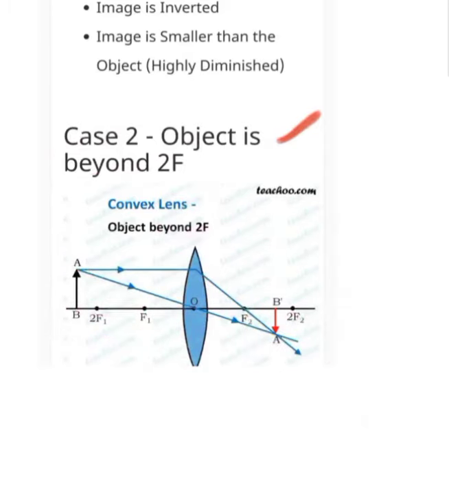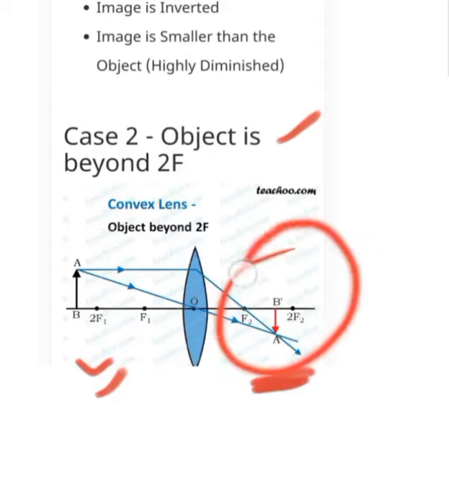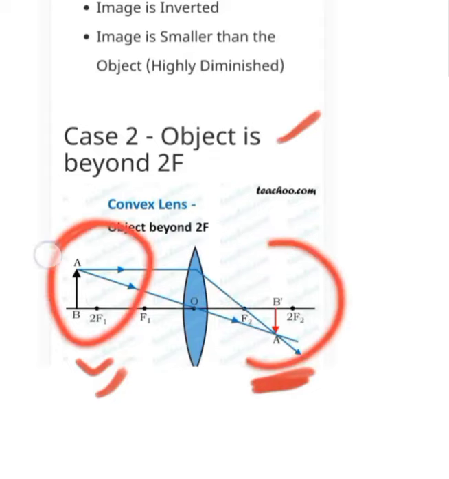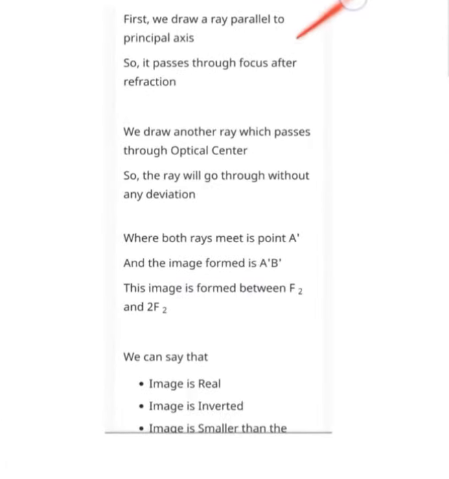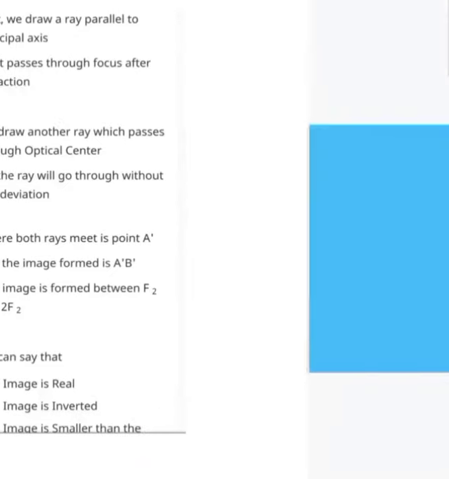So what we will say is that if the object is over here, beyond 2f, the image is between f and 2f. And what type of image is this? The image is small as compared to the object. The conclusion we get from here is that we draw a ray parallel to the principal axis, so it passes through the focus after refraction. We draw another ray which passes through the optical center. They both meet. When they meet, we get an image that is real, inverted, and smaller in size as compared to the object.